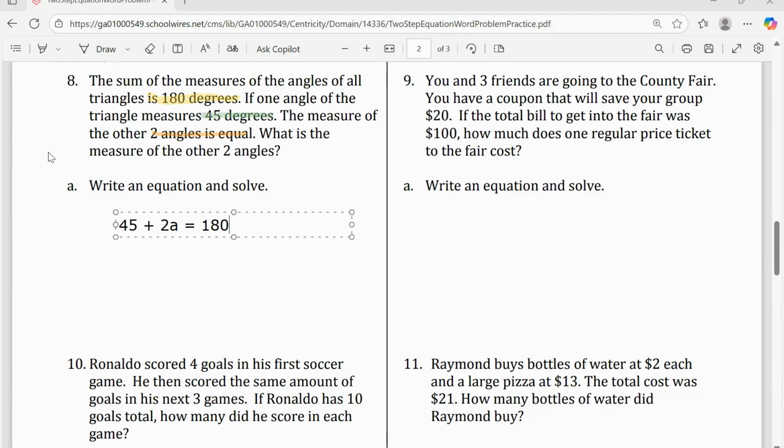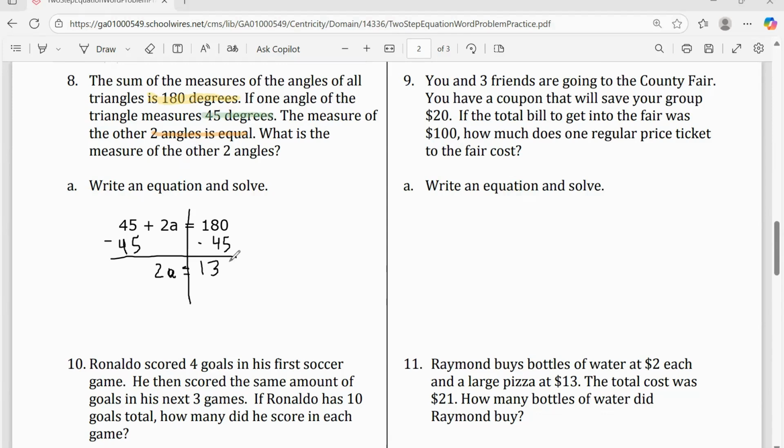Once we've gotten that equation, let's solve for A. I'm going to make my four-way stop. We want to get A by itself, but that 45 is in the way, right? So let's subtract 45 from this side. What I do to one side of the equals, I have to do to the other. So I can bring my 2A down. Then that equals 180 minus 45, which is 135.